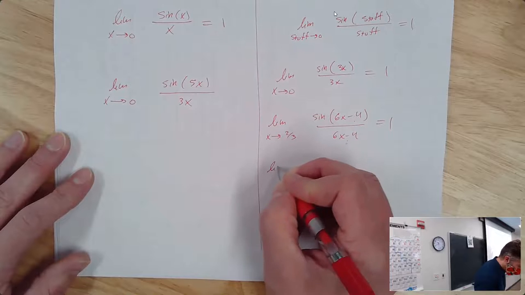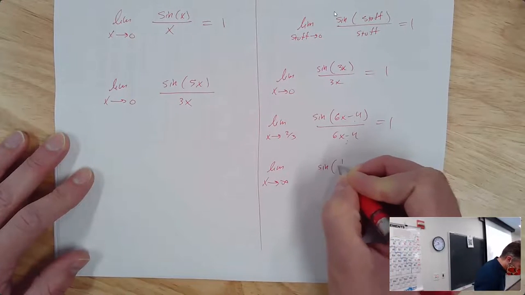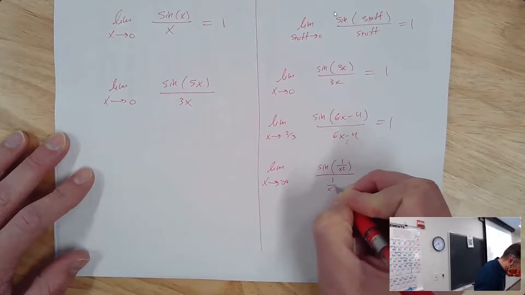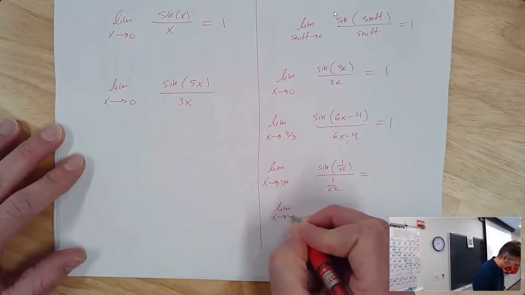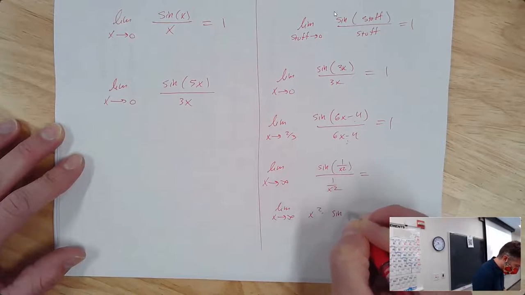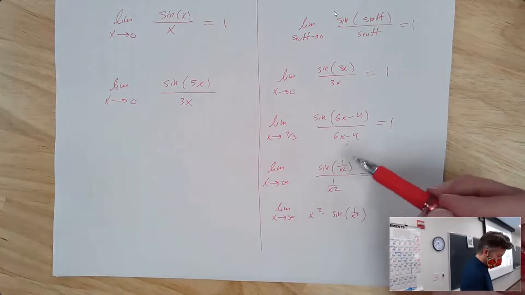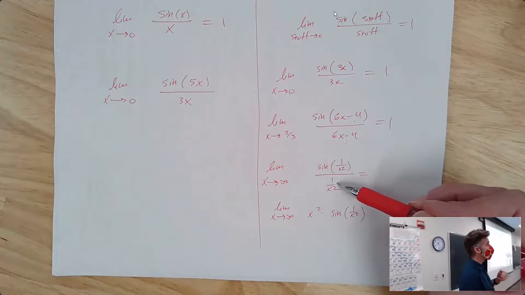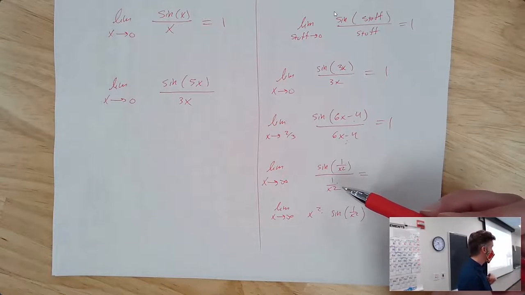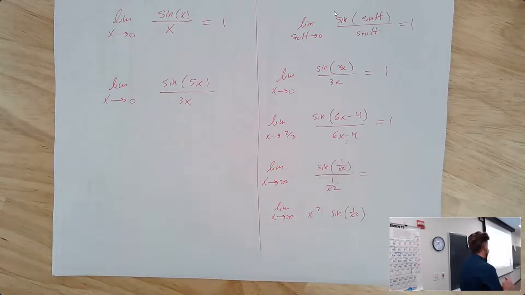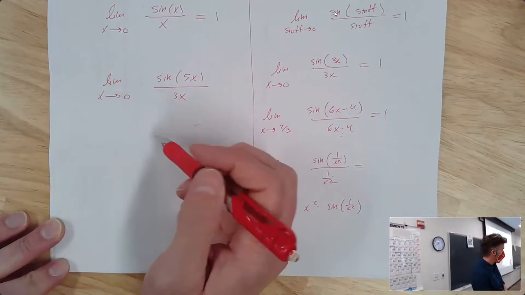Another example of this: the limit as x goes to infinity of sine of 1 over x squared over 1 over x squared. Or someone might write this as the limit as x goes to infinity of x squared times sine of 1 over x squared. But we still are meeting all the conditions. I've got sine of stuff divided by the same exact stuff, and the stuff is going to 0. How are we supposed to show that? Good question. How would you show the work for something like this?